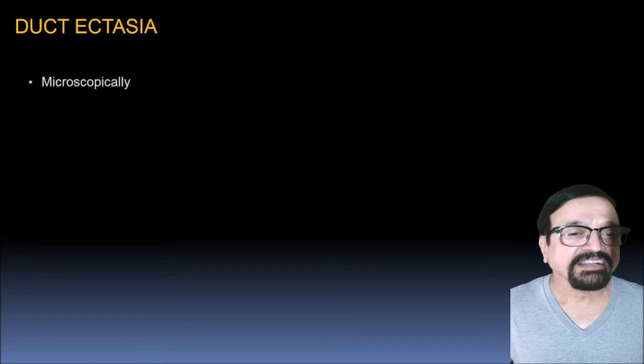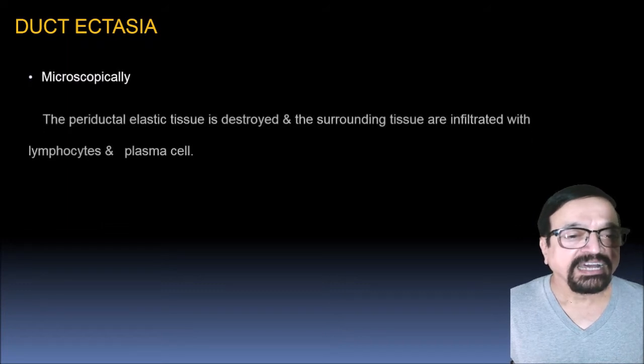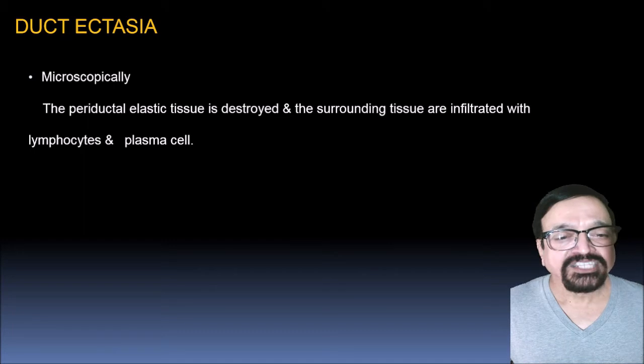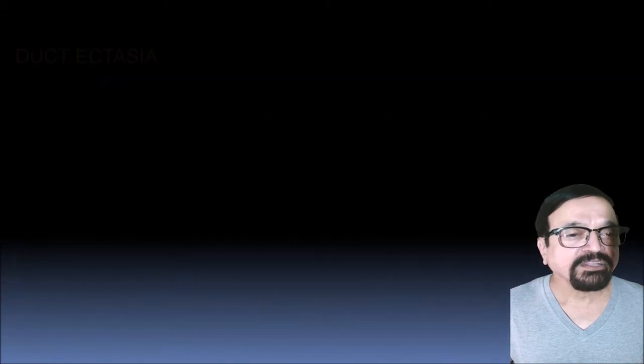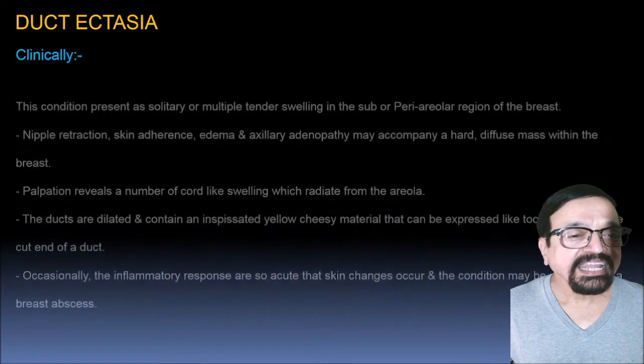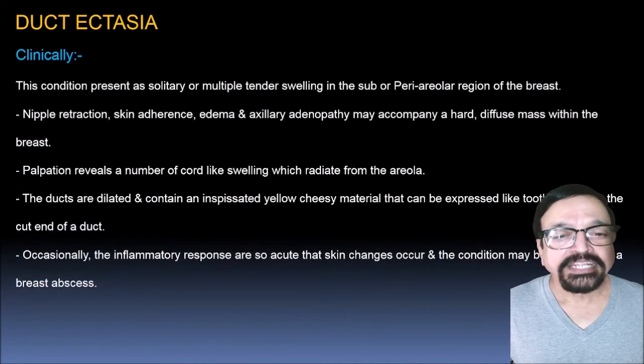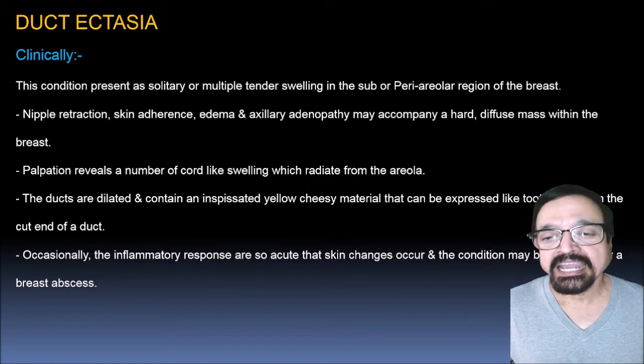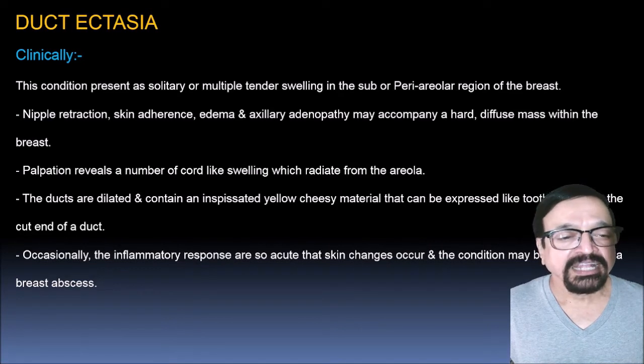Now, what is duct ectasia? Continuation. Microscopically, the periductal elastic tissue is destroyed and the surrounding tissues are infiltrated by lymphocytes and plasma cells. So that is the pathogenesis. Clinically, the condition presents as a solitary or multiple tender swellings in the subareolar or periareolar region of the breast. Nipple retraction, skin adherence, edema, and axillary adenopathy may accompany a hard diffuse mass within the breast. Palpation reveals a number of cord-like swellings which radiate from the areola.